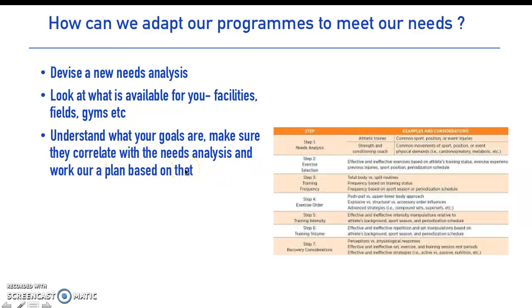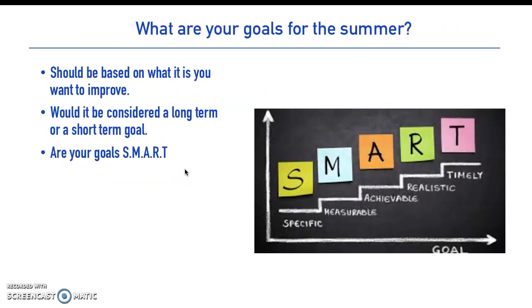So again, we go back, we create our goal. Is the goal SMART? If your goal, again, when I say you want to get faster over 100 meters, that's not very specific. By how much time do you want to improve? Do you want to improve by 0.1 second, 0.2 seconds? That is becoming very specific. Then it's becoming measurable because we're using time. Are you sure it's achievable in the time that you have, and is it realistic in that sense?